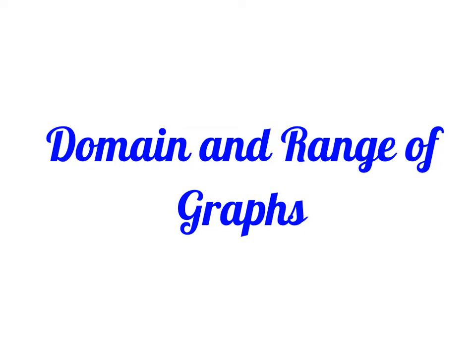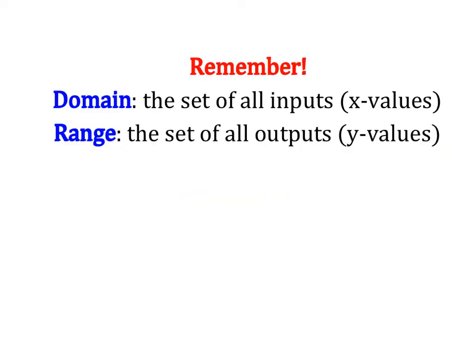Hi everybody, today we're going to talk about how to describe the domain and range of different graphs. So I want to remind you that the domain is the set of all inputs, which are our x values. So we're describing all of the x values that we see in our graph. And the range is the set of all outputs, which are the y values. So we're going to find a way to describe all of the y values that we see from our graph.